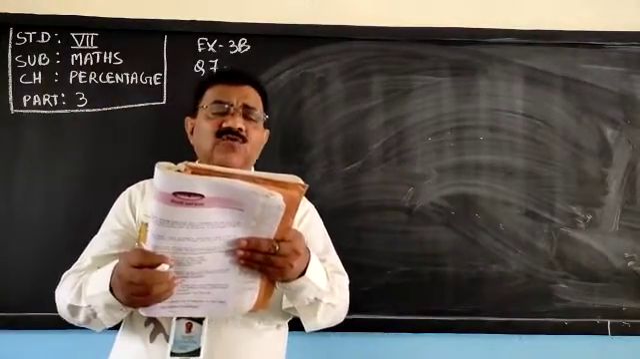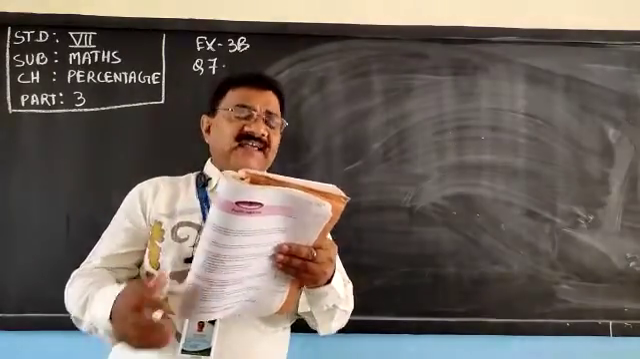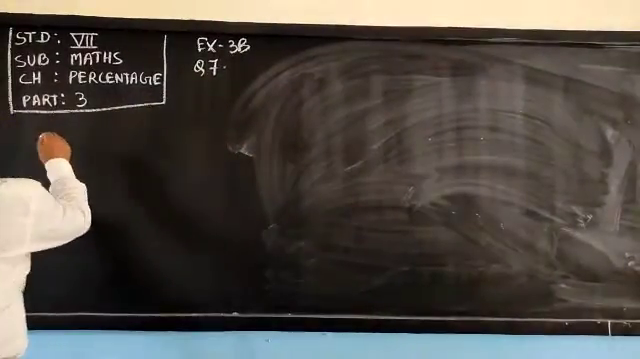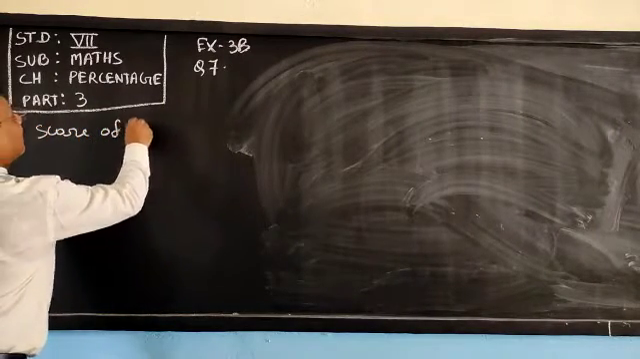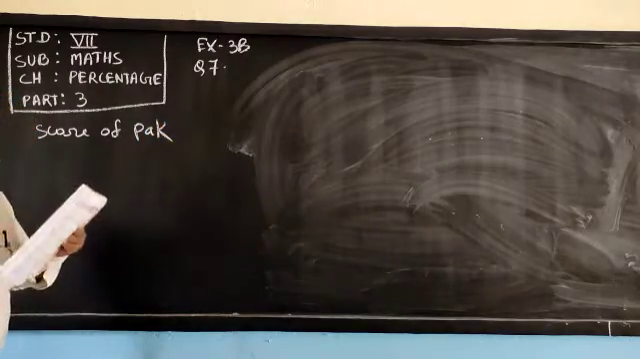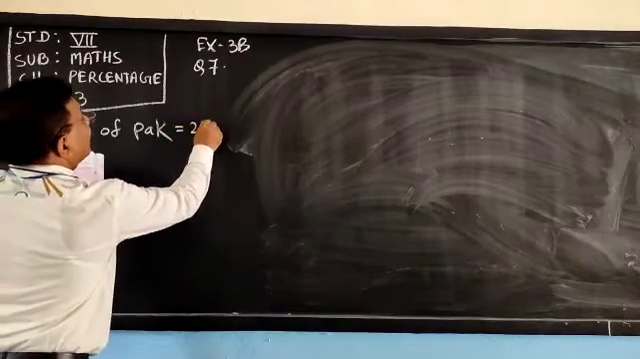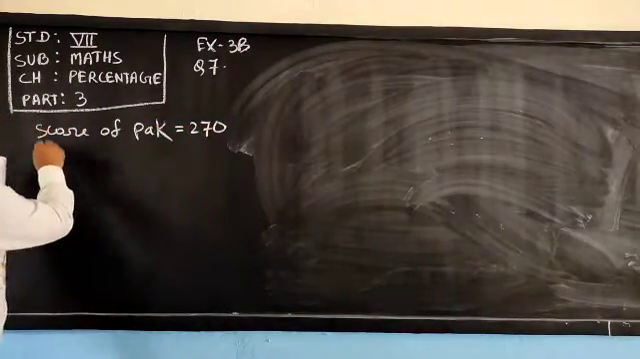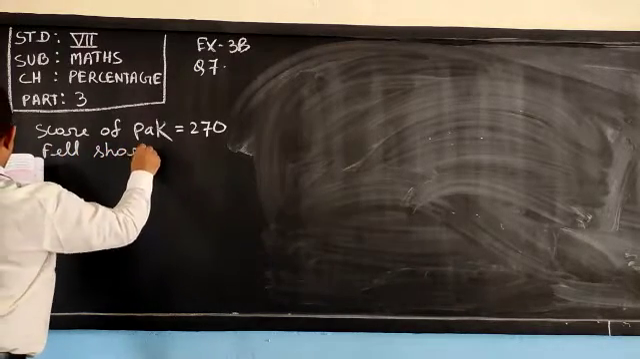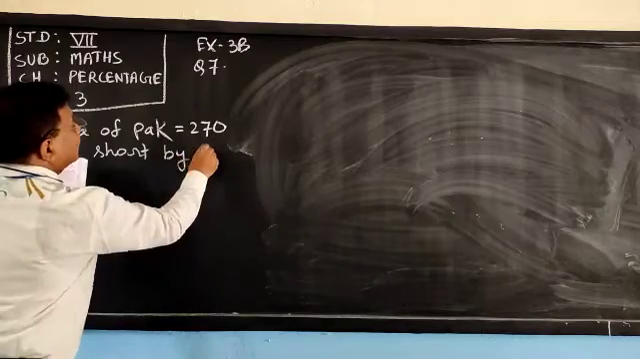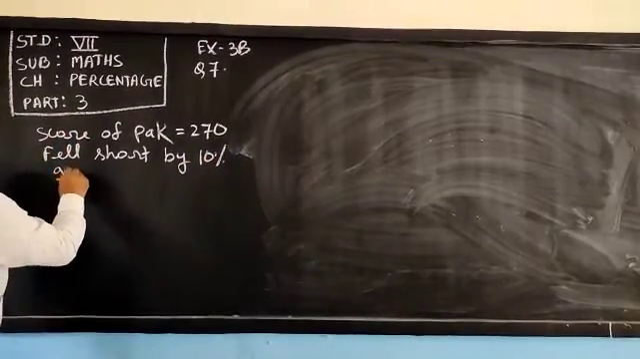Pakistan scored 270 runs and fell short of India's score by 10%. Score of Pak. In short, I am writing Pakistan 270. Fell short by 10%. Then India's score.